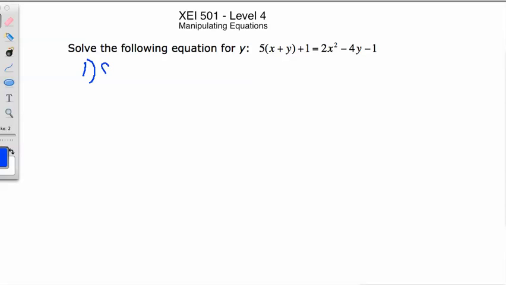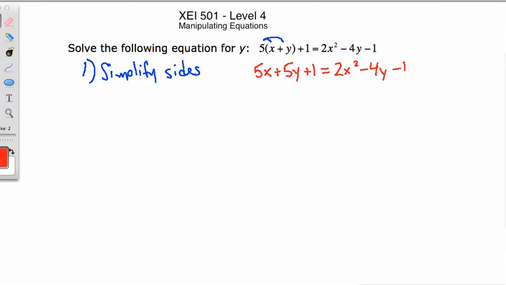Step number 1, simplify both sides. Okay, so in this equation we can distribute the 5. So we're going to have 5x plus 5y plus 1 equals 2x squared minus 4y minus 1. And look to see if you can combine any like terms on each side. And we cannot. So we're going to move on to step 2.